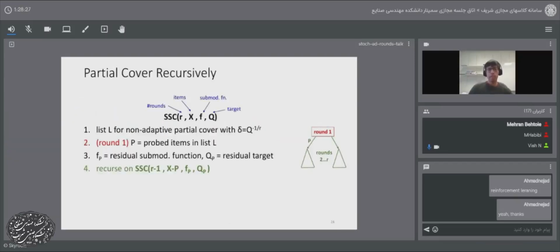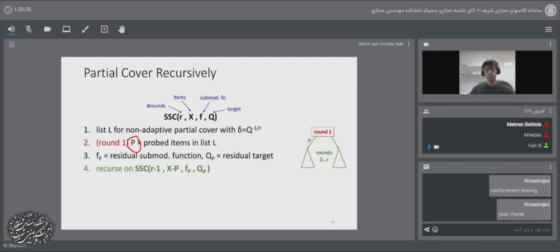And if P is the set of items that we ended up probing in round one, then we can formulate a residual submodular function that is conditioned on the outcomes in P. And you can formalize this by contracting the submodular function. But an important property is that if you contract any submodular function, you get another submodular function. So there is some closure property of submodular functions that we are using here. But I don't want to get into those details in the talk. But yeah, you can look at the paper for more details.